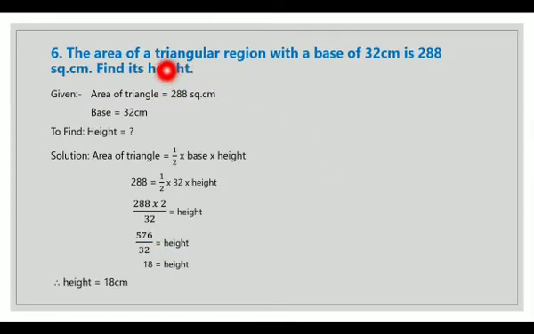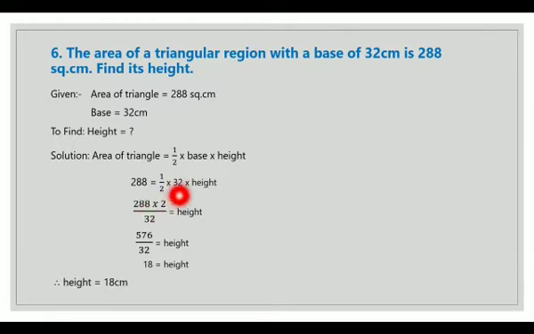The next sum: the area of a triangular region with base of 32 centimeter is 288 square centimeter. Find its height. So area of triangle equals 288 square centimeter. Base equals 32 centimeter. We need to find height. So area of triangle equals half into base into height. So area is given, that is 288 equals half, base is given 32. We need to find height.